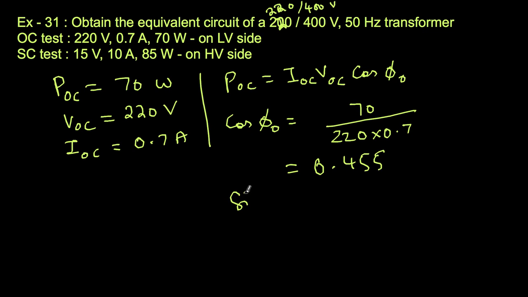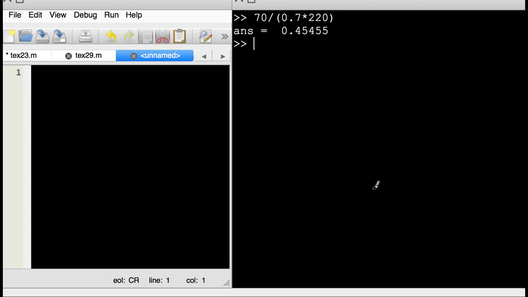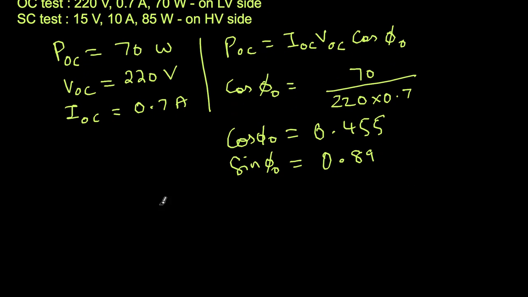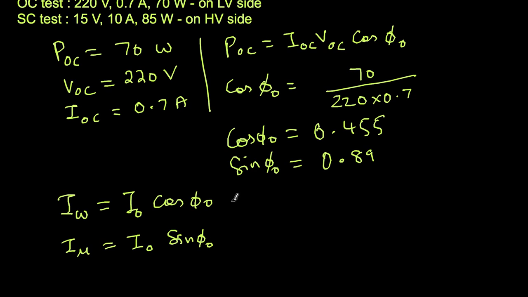From this, what is sine phi naught? It is the cos inverse of this and then apply sine to that. Sine of the cos inverse of whatever answer I got. So 0.89 is the sine. So this is cos phi naught and sine phi naught. Once I have this, I can find I W and I mu: I W is I naught cos phi naught, and I mu is I naught sine phi naught. From this I'll get the working component and the magnetizing component of the current.